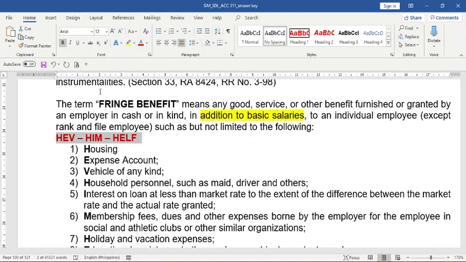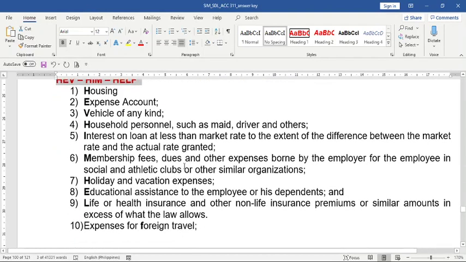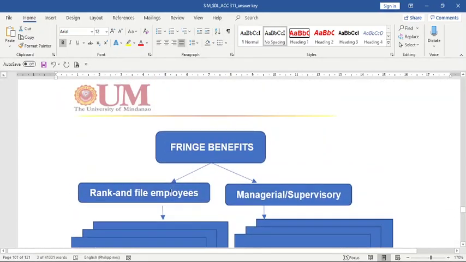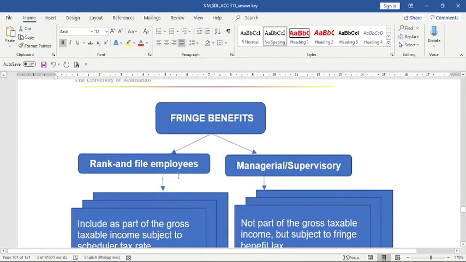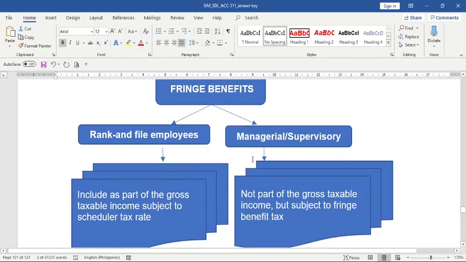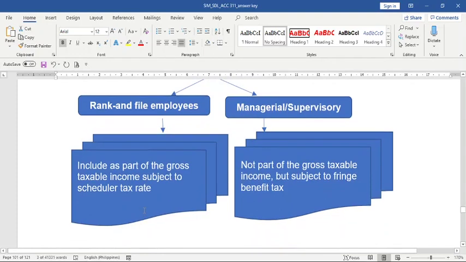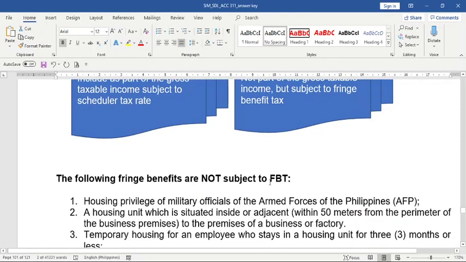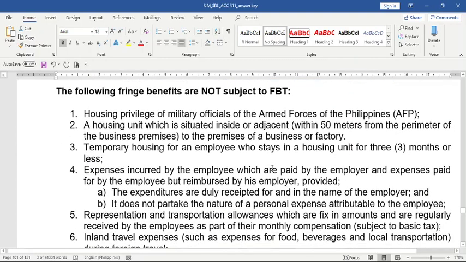Now, let's go to this one. Okay? This is the classification under fringe benefits. We have the rank and file, and we also have the managerial and supervisory. So for rank and file, this is part of the gross taxable income subject to schedular tax rate, the excess over 90,000. But for managerial, they are not part of the gross taxable income but are subject to the fringe benefit tax.